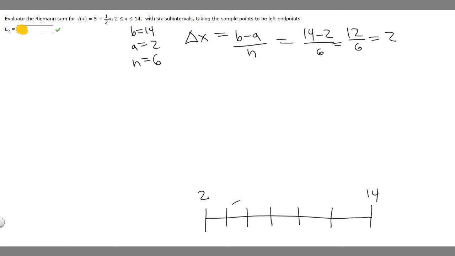So each of these are going to change by 2. So if this is 2 and we add 2 to it, our next interval is going to start at 4. Then if we add 2 to that, this is going to be 6, 8, 10, and then 12. And so now we laid this out.